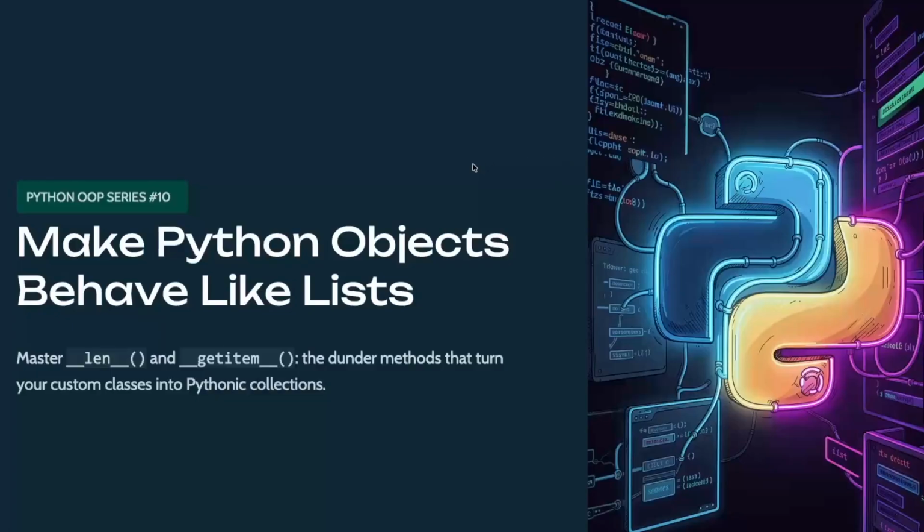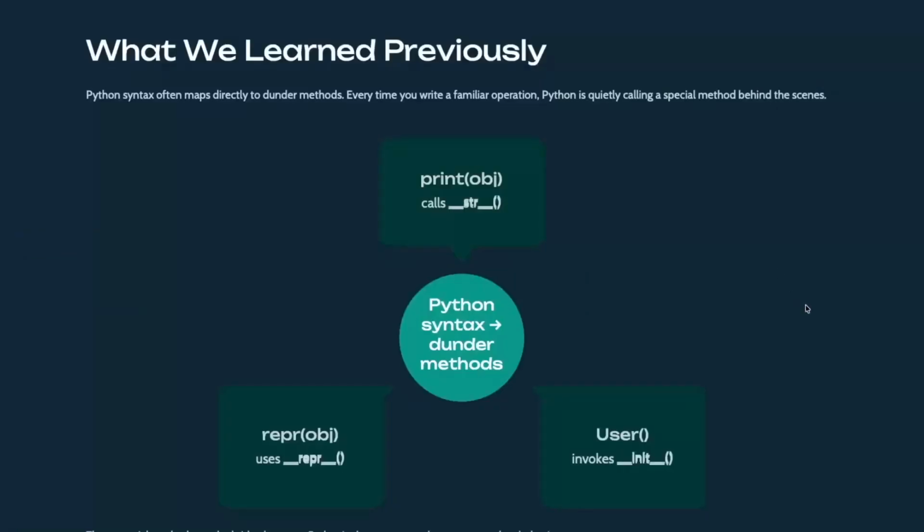Now, in the previous lesson, we learned that Python syntax often maps directly to Dunder methods. When you create an object, user, Python calls init. When you print an object, print(obj), Python calls str. And when you use repr(obj), Python calls the repr method. Today, we'll discover that exactly the same thing happens with len(obj) and obj[index]. These operations are also powered by Dunder methods. Now, this might not make much sense right now, but I promise you it will later on.